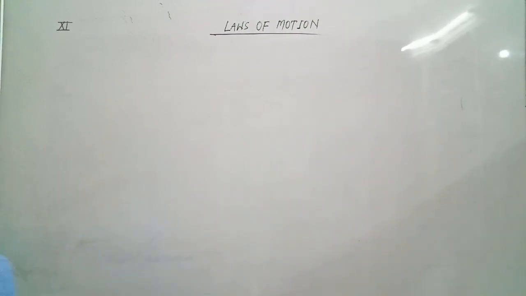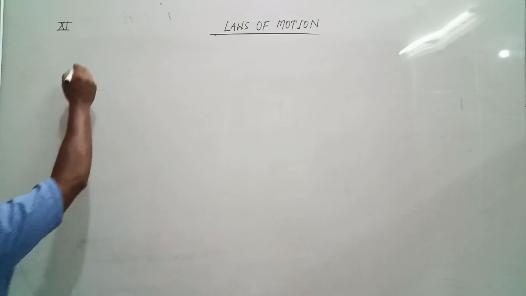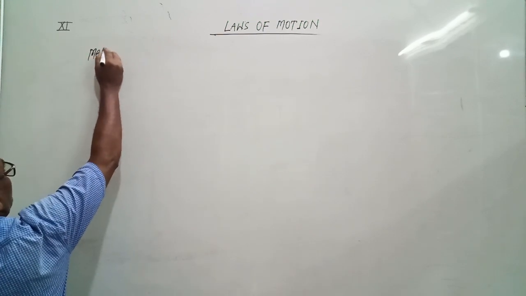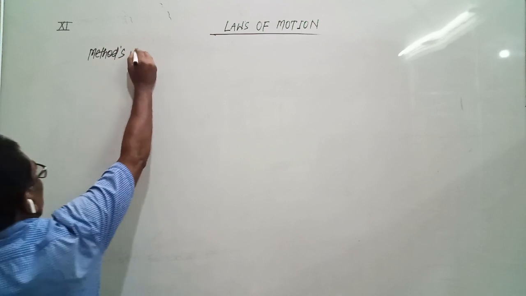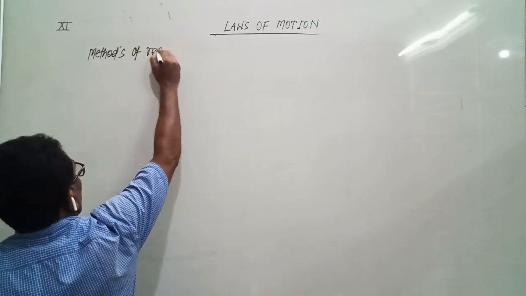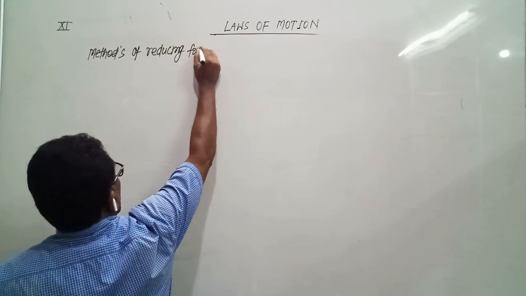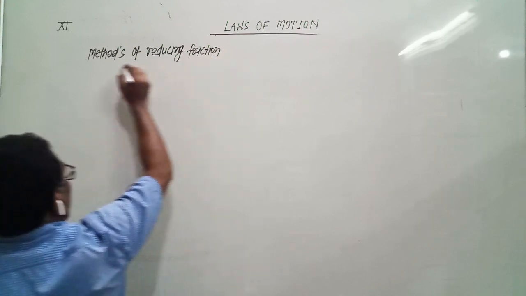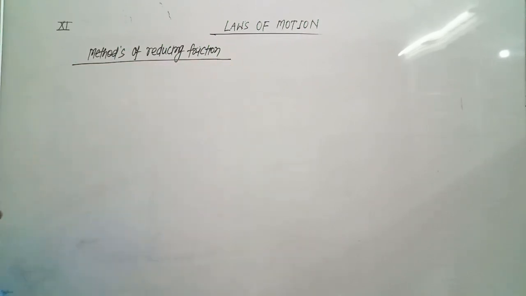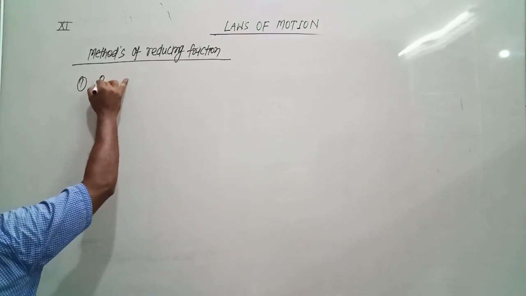Now the next topic is methods of reducing friction. How can we reduce the friction, and what are the methods? So the first is by polishing. First method is by polishing.